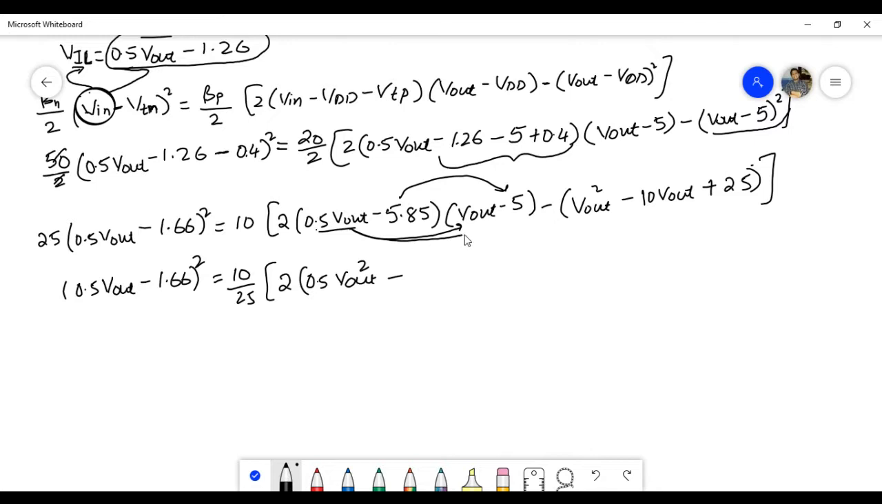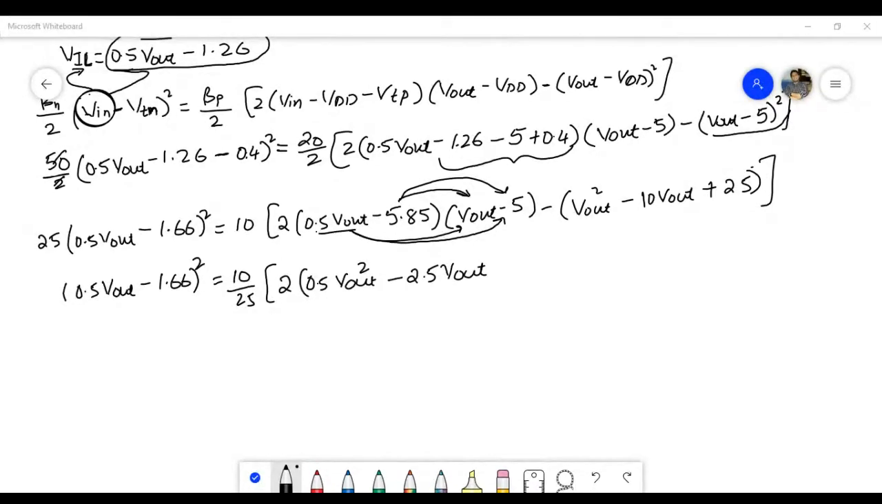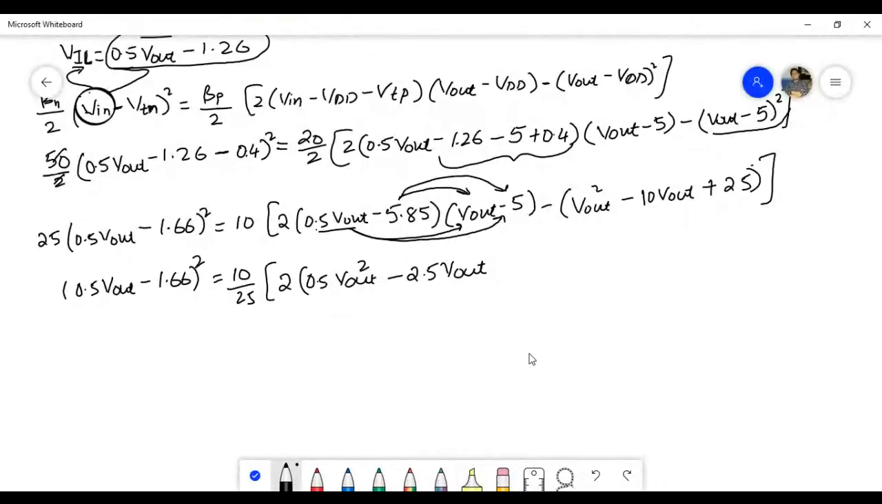And this will be minus, okay, just multiply this 0.5 V out, it will be V out square. 0.5 V out minus 5 will be how much? 0.5 V out minus 5 will be 2.5, right? 2.5 V out, and minus, sorry, minus 5.85 V out. Minus 5.85 into 5 will be how much?